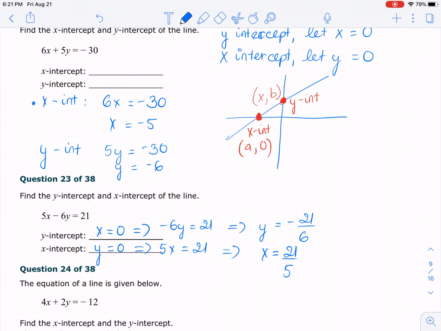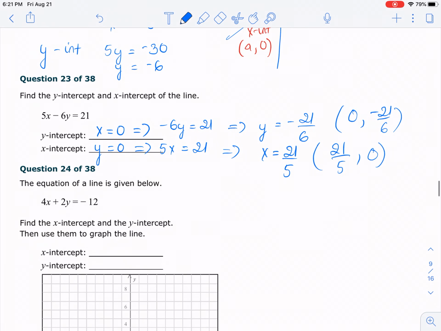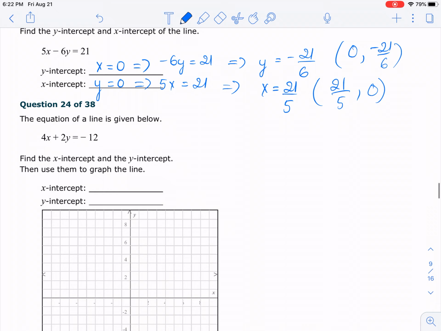To be exact, if they ask you for the y-intercept, you have to write it as an ordered pair, which is 0, negative 21 over 6. And for the x-intercept, the ordered pair is 21 over 5, 0. Now, given the equation, you want to find the x-intercept and the y-intercept, and once you do that, graphing is going to be really easy.